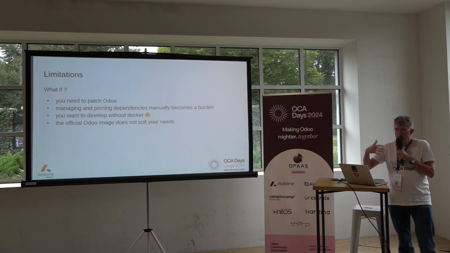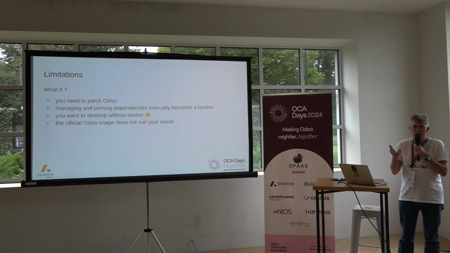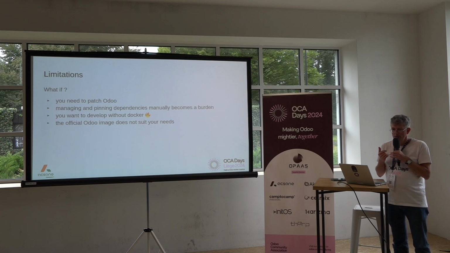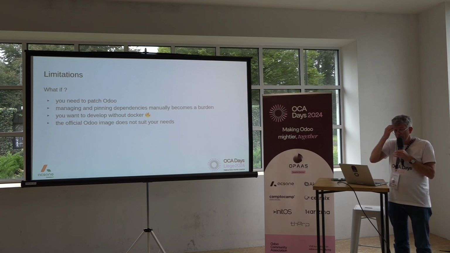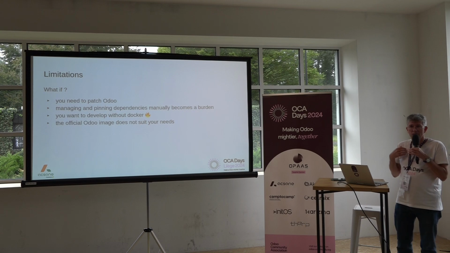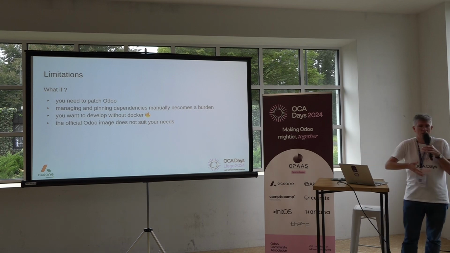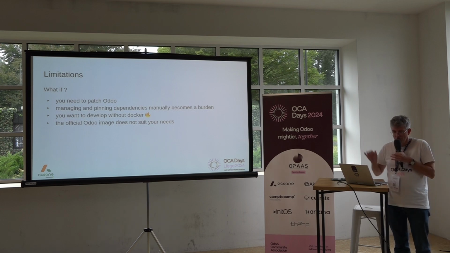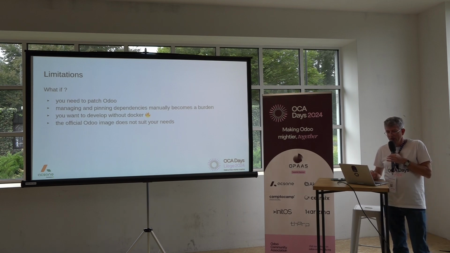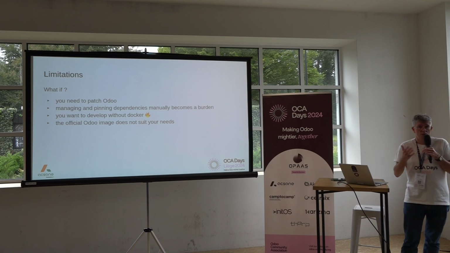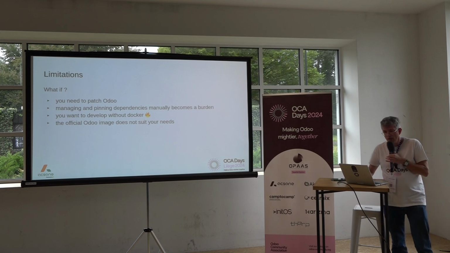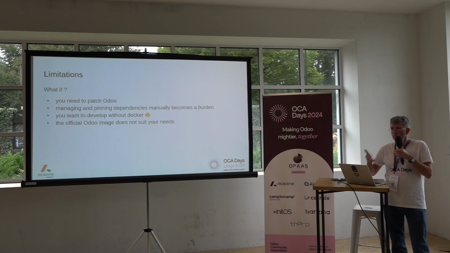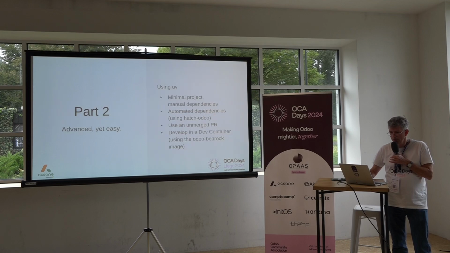At some point, you will get limitations. As I said, managing dependencies manually can become a bit complex when you have many of them. Or if you want to develop without Docker. Personally, I like Docker for deployment, but for local development I don't like it because it's heavy, but it's a personal opinion. Or maybe the official Odoo image does not suit your need for whatever reason. Or in the rare case you need to patch Odoo, it's also a bit more difficult with the official Odoo image.